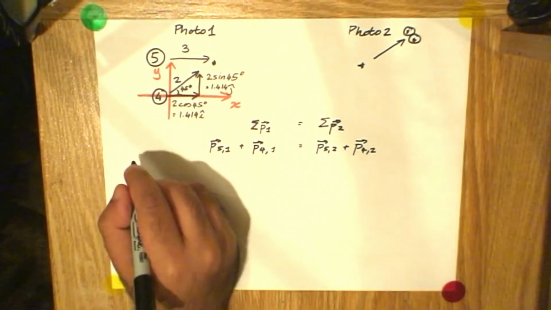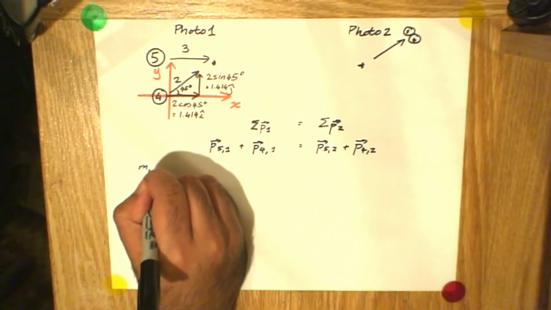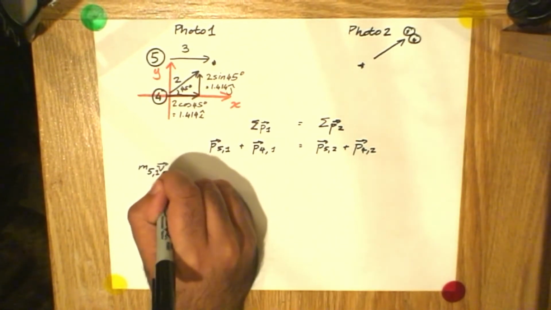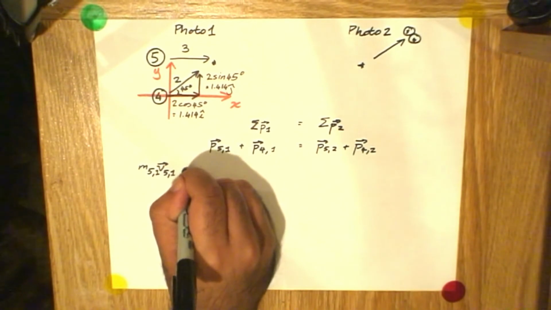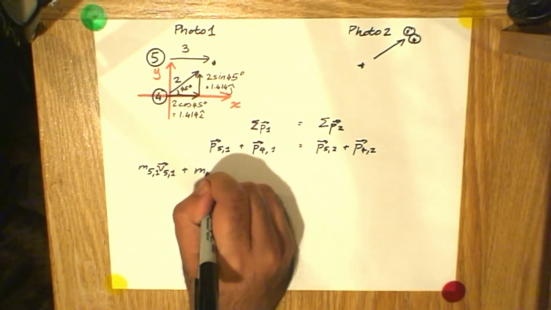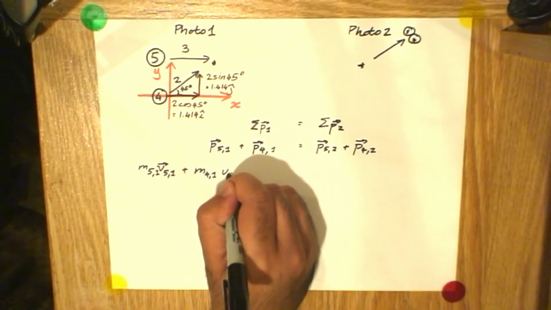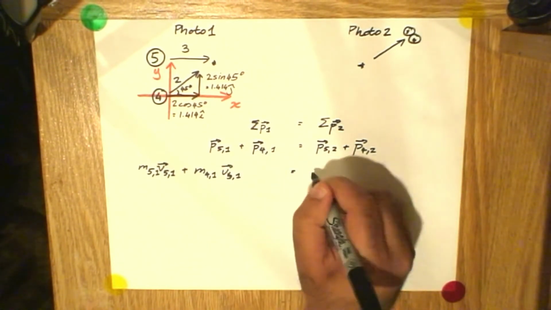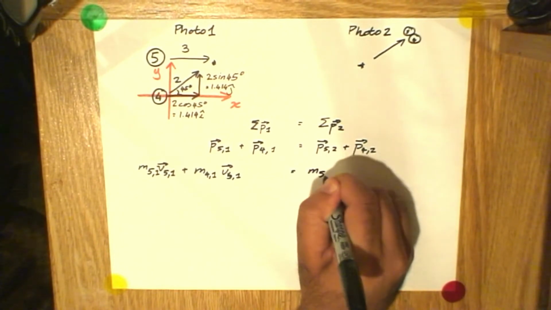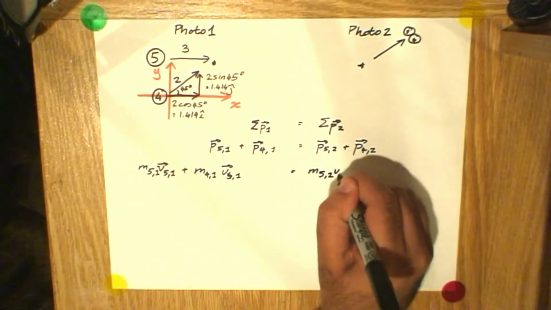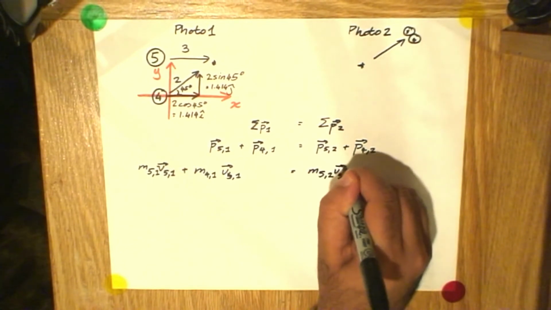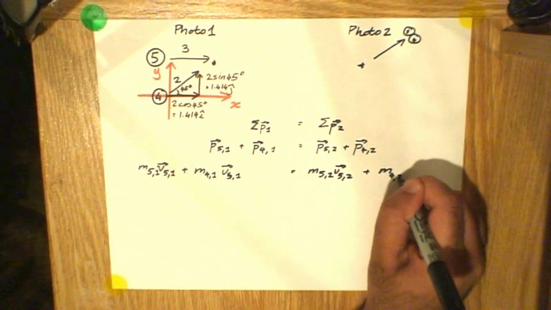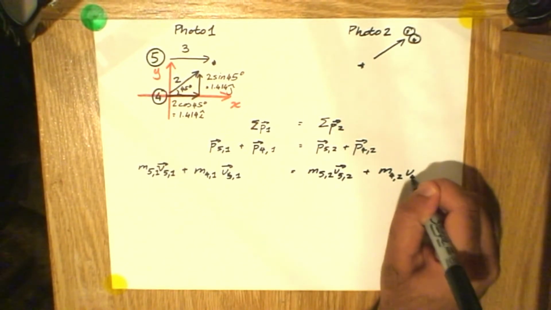Let's expand this out further. The mass of the 5 kilogram object in photo 1 times the velocity of the 5 kilogram object in photo 1, plus the mass of the 4 kilogram object in photo 1 times the velocity of the 4 kilogram object in photo 1, is all equal to the mass of 5 in photo 2 times the velocity of 5 in photo 2, plus the mass of 4 in photo 2 times the velocity of 4 in photo 2.